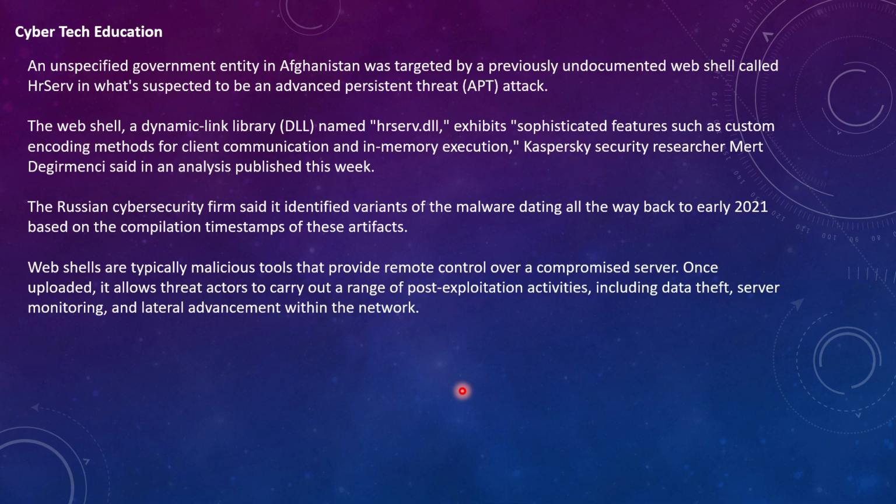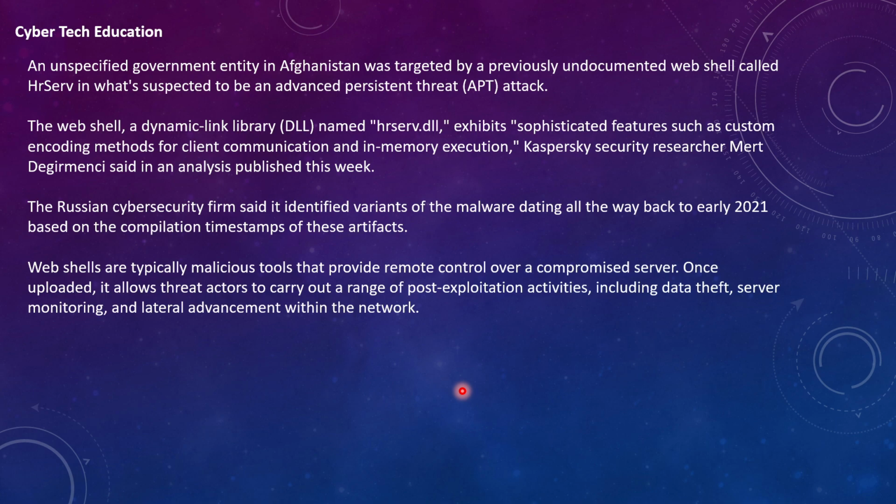Okay, so an unspecified government entity in Afghanistan was being targeted by a previously undocumented web shell called HrServ, in what is suspected to be an advanced persistent threat, or APT, attack. The web shell is a dynamic link library named HrServ.dll, which exhibits sophisticated features such as custom encoding methods for client communication and in-memory execution.